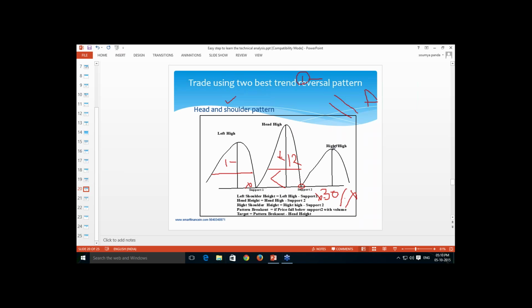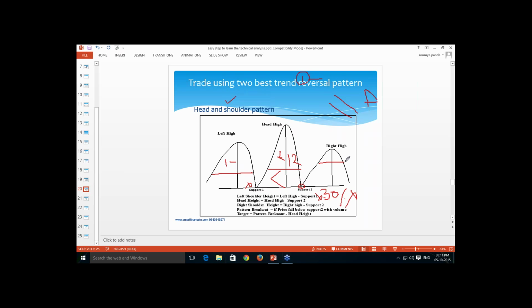Then you have a right hand side formation, it also obeys the same rule as the left shoulder. So left hand side, whatever the time it has taken, right hand side should take that much of time to form the right shoulder. So timing of left and right shoulder formation should be same. Timing of head formation should not be less than 20%, should not be greater than 60%. That is the finest rule for this one.